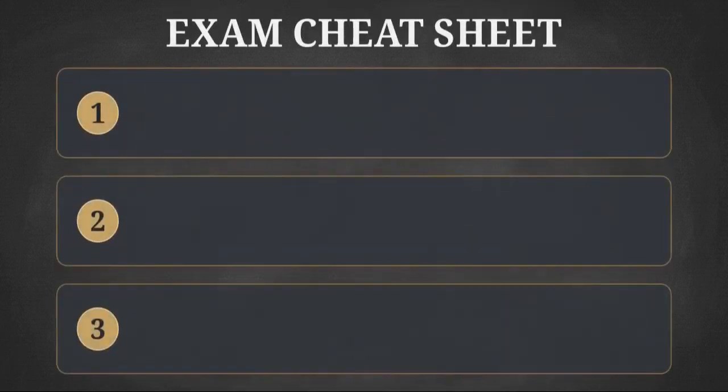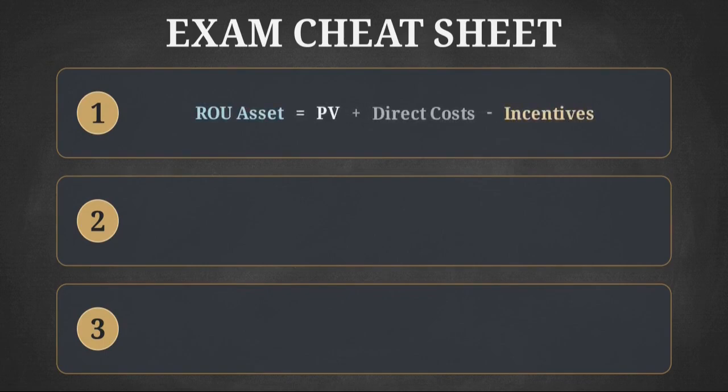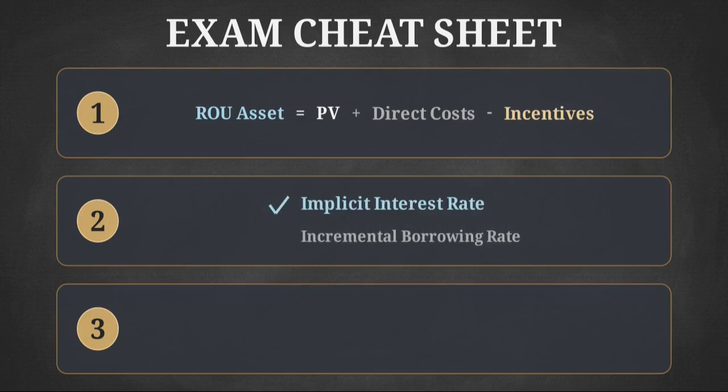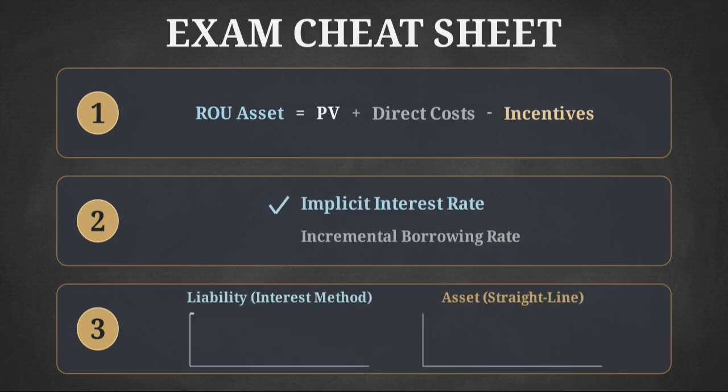To summarize, these are the 3 core principles for your exam. 1. The asset equals the present value plus direct costs minus incentives. 2. Always prioritize the implicit rate over the incremental rate. And 3. The liability follows the interest method, while the asset depreciates on a straight line.